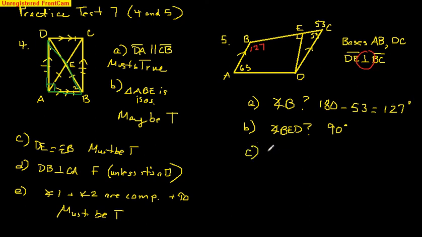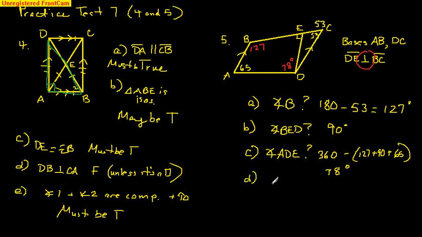And C, we have to find angle ADE. ADE. Now we know that in a quadrilateral, all the angles have to add up to 360. So we're going to take 360 and we're going to subtract from it 127, and we're going to subtract from it 90, and we're going to subtract from it 65. So I'm subtracting the sum of all those angles, and we're going to end up with an answer of 78 degrees. So I'm going to write that one in as well. And we just have one more to do.